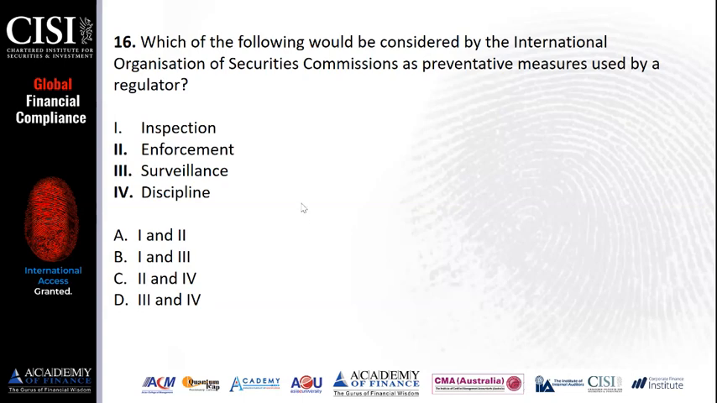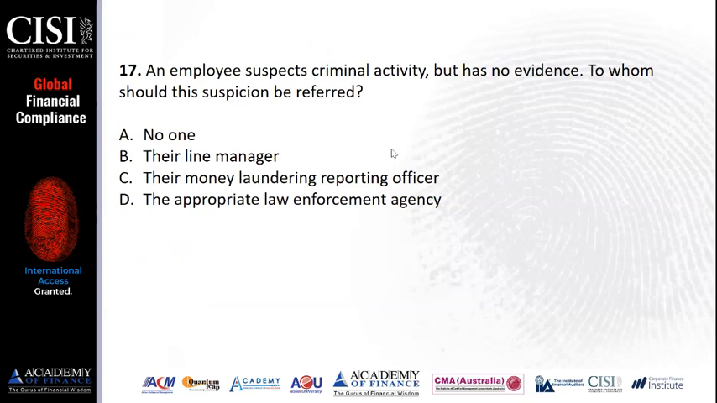Moving on to the next question, going to go at pace now. An employee suspects criminal activity but has no evidence. To whom should this suspicion be referred? Again, easy one, so should not take much time. So the correct answer is answer C, the money laundering reporting officer.